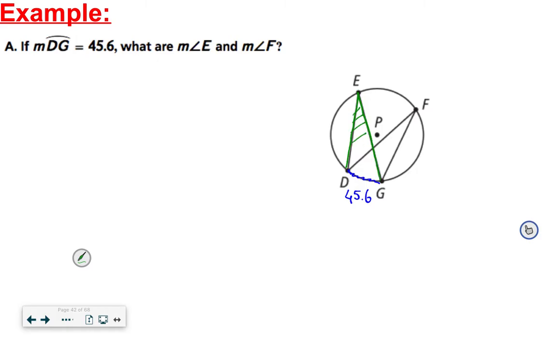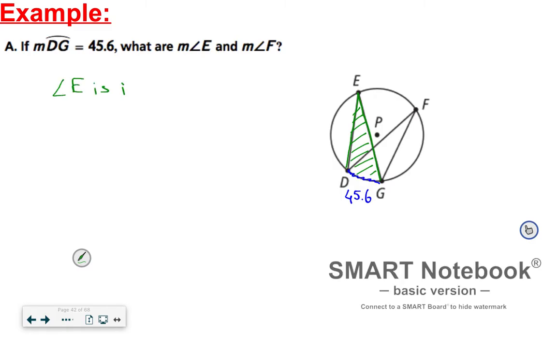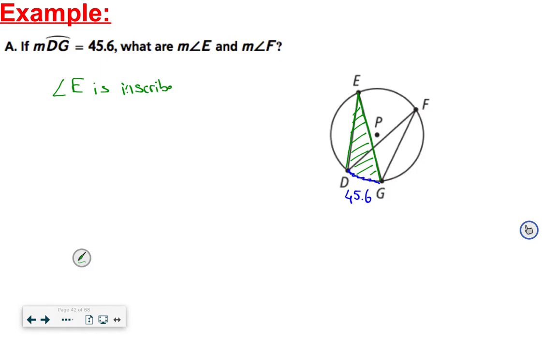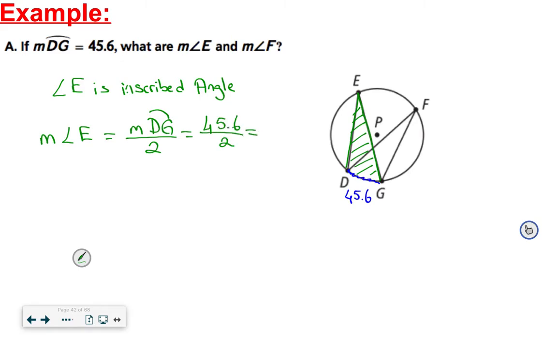When you look at this part, you will see that angle E is an inscribed angle. And to be able to find the measure of angle E, you need to get half of the intercepted arc DG. We know the measure of intercepted arc DG. 45.6 over 2 will be equal to 22.8.